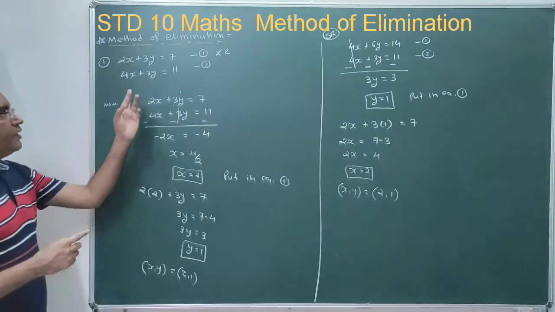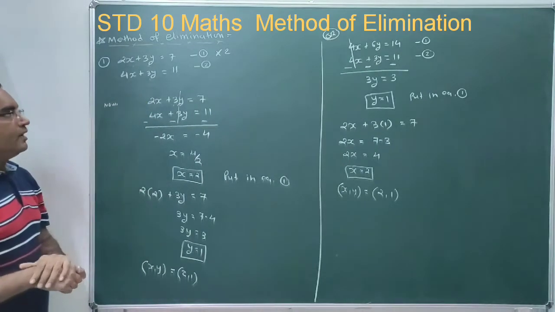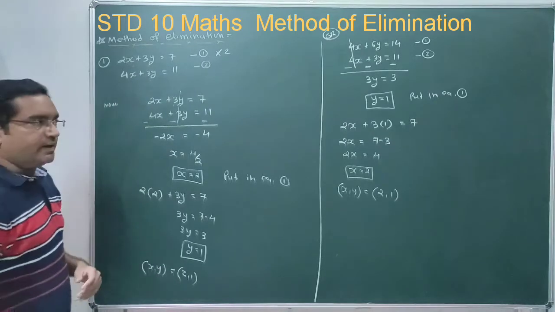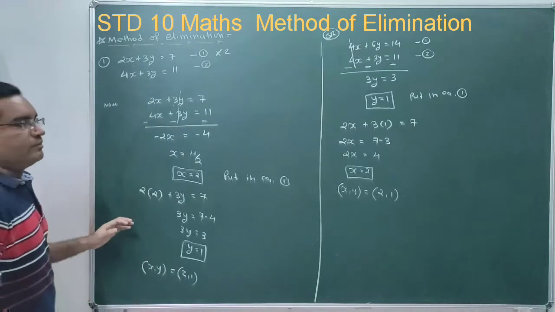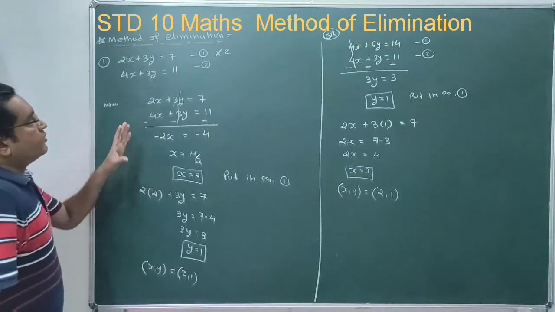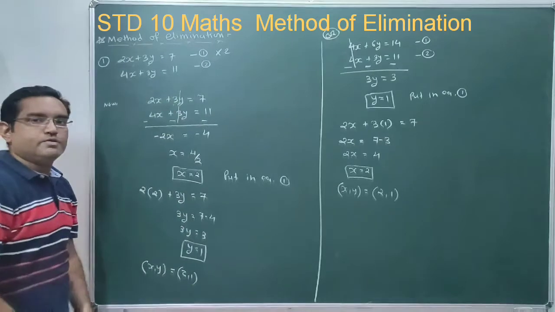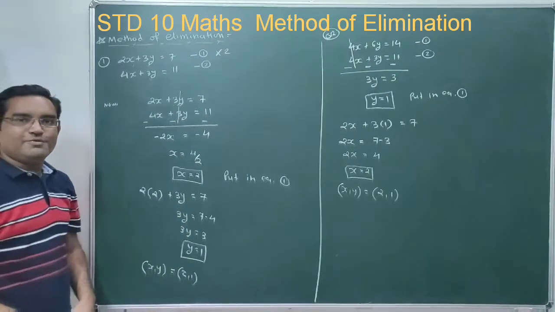You have to select which variable is to be eliminated and which equation is to be multiplied by which number, that we have to decide, and you have to solve this question by this method. So you can solve this pair of linear equations using this elimination method. Clear, students? So pause the video to note it down.